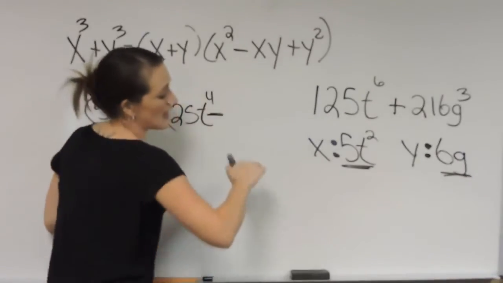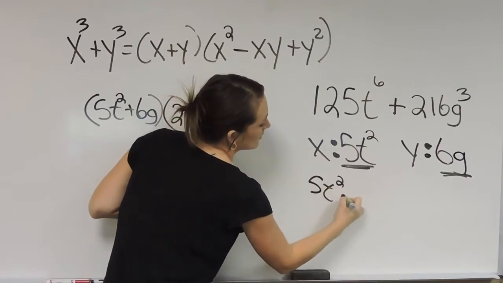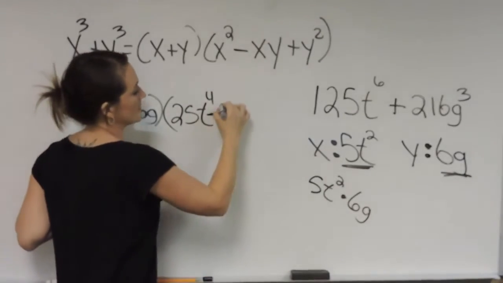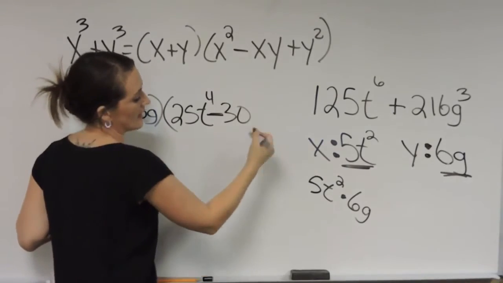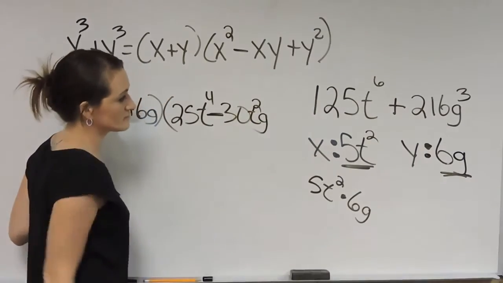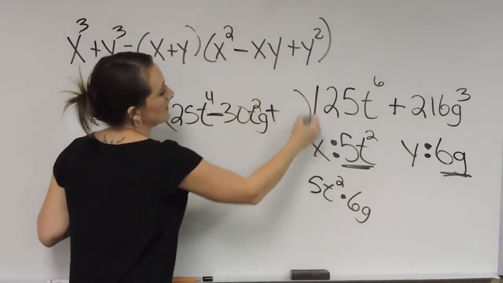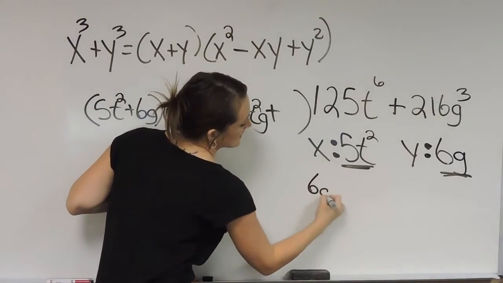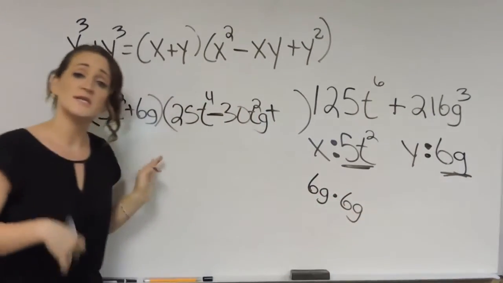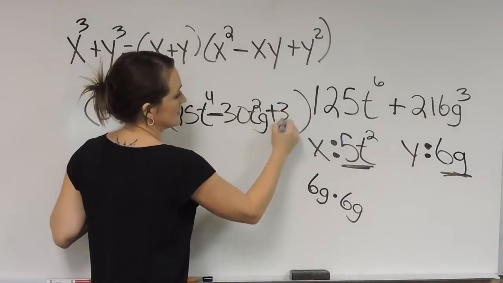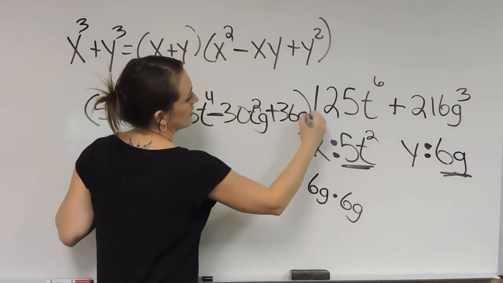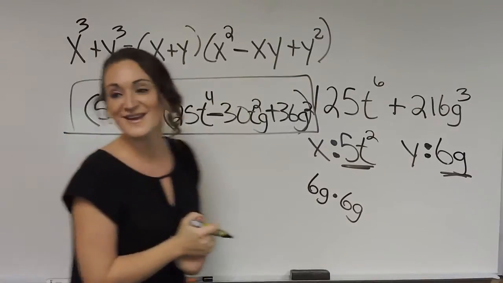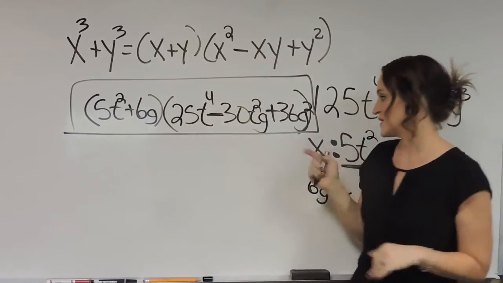Minus. That minus is part of the formula. Now we need to do x times y. So 5t squared times 6g, our x times our y. 5 times 6 is 30. T squared times g is t squared g. Plus, the last thing we have there is our y squared. So let's figure that out. Our y is a 6g, so that's going to mean 6g times 6g. 6 times 6 is 36, and g times g is g squared. This nice, big, lovely thing right over here is our final answer when it comes to this example.